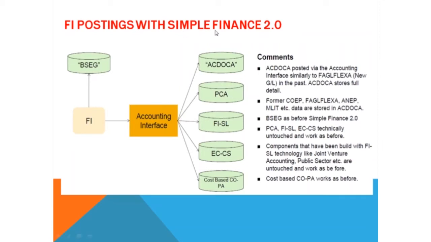And FI posting with simple finance too. BSEG is a line item table previously. In the FI accounting interface, now it goes into ACDOCA, PCA, FI-SL, ECCS, costing-based COPA, all this information is there. Component ACDOCA is posted via the accounting interface. Similarly to FAGLFLEXA, the former COEP and others are different table names where the important data is stored. That's why important table names are also given.